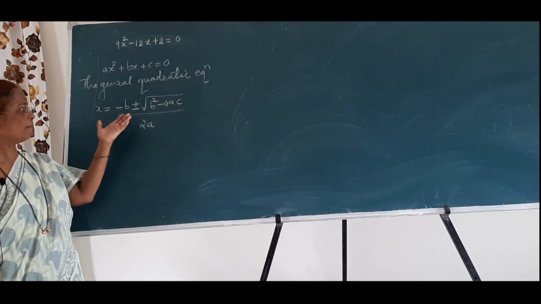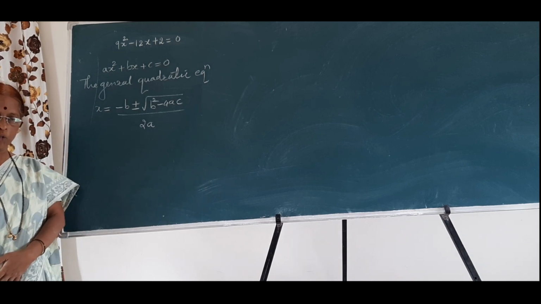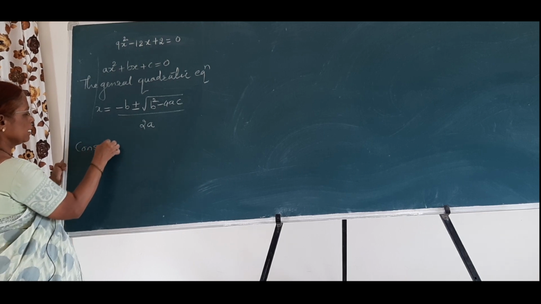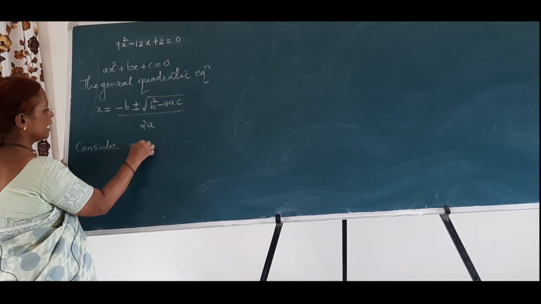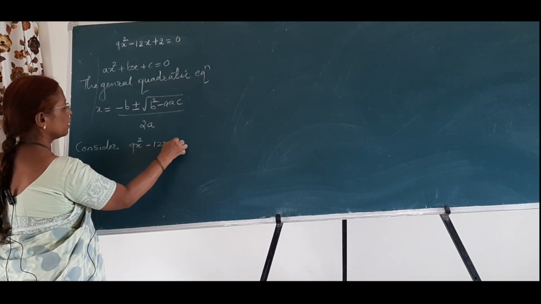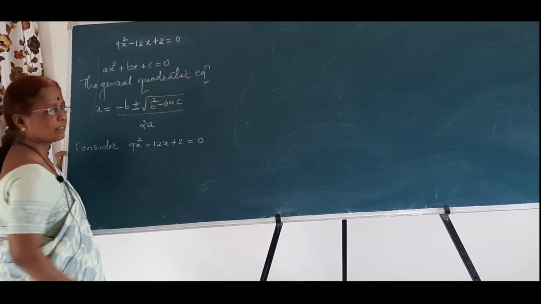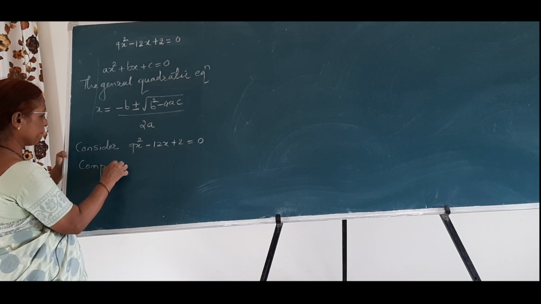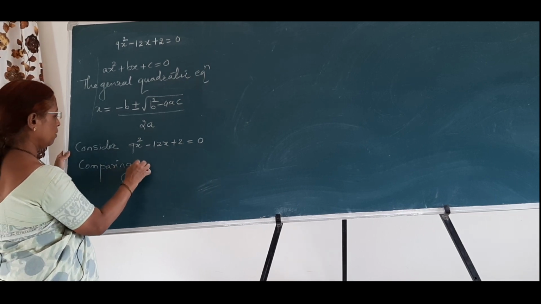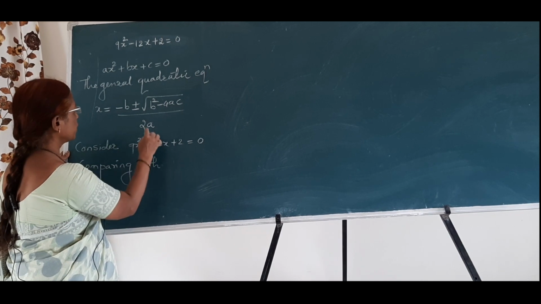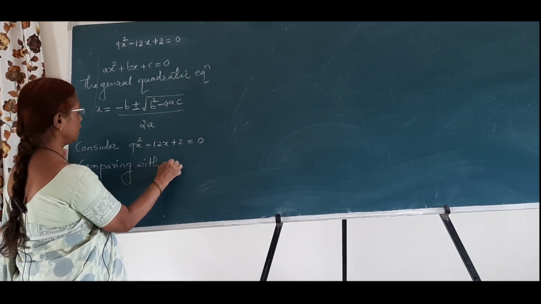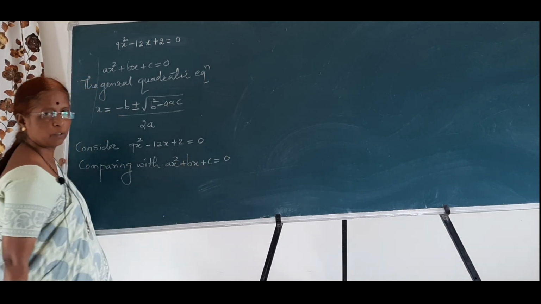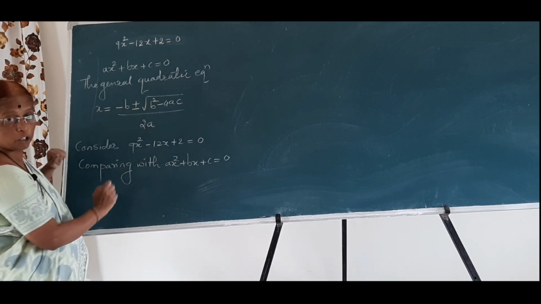Now the question arises in the mind, what are a, b, c? So first of all we have to consider our given equation. Consider the equation as 9x square minus 12x plus 2 is equal to 0. This is our given equation. We have to compare this equation with the standard form of the quadratic equation, ax square plus bx plus c is equal to 0.